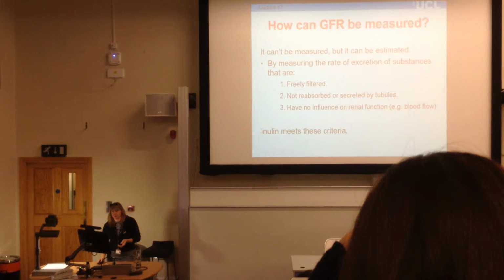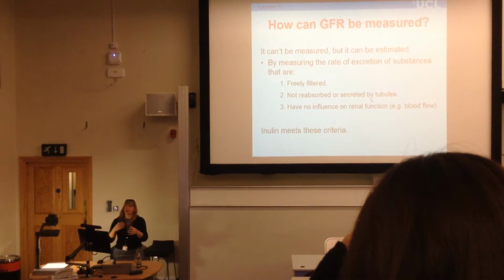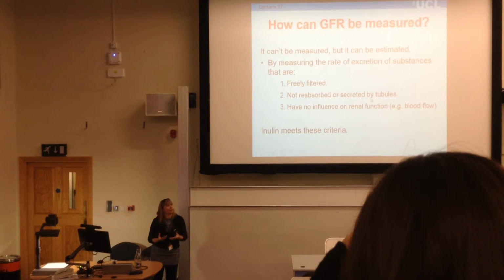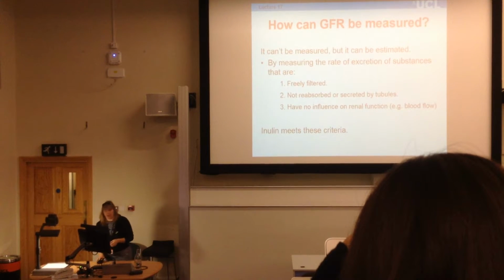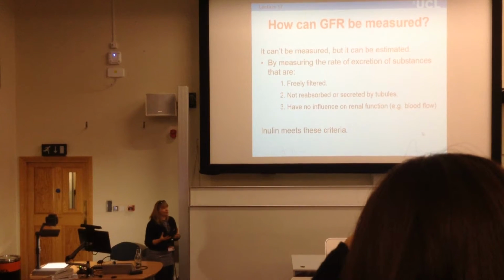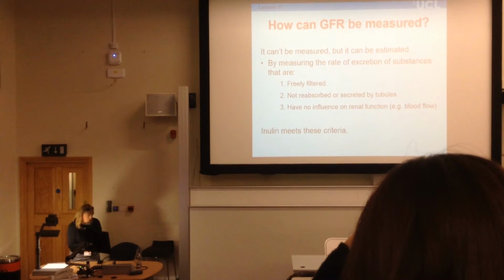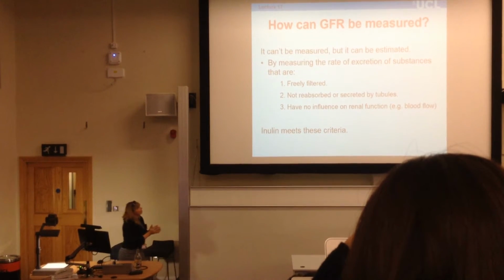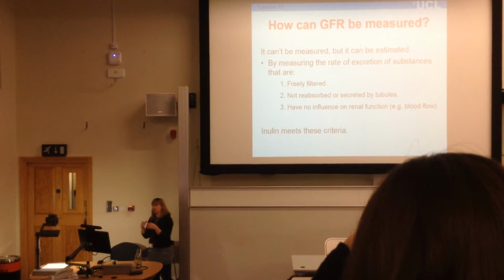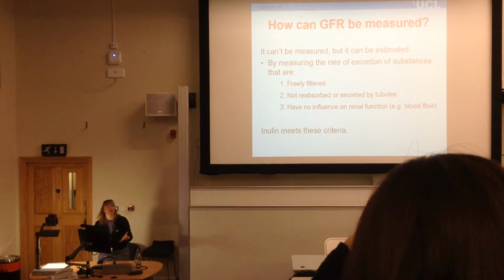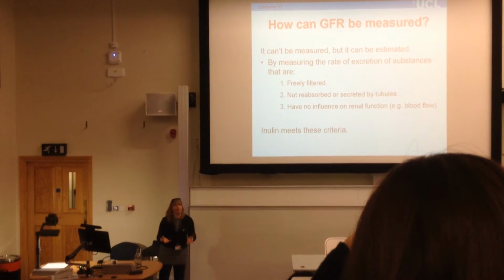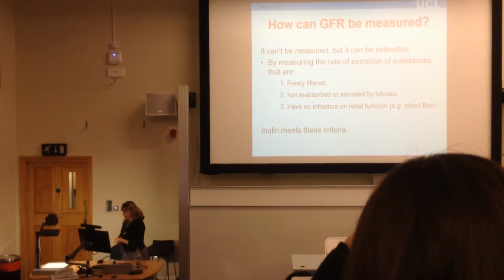We want something that's not reabsorbed or secreted, that the kidney function isn't going to alter how it's handled. And we want it to have no influence on renal function, such as blood flow. So it's not so easy to find elements that match those criteria. But inulin is. And inulin is a plant polysaccharide, so it's a plant sugar, so it's not naturally occurring in the human body. You have to infuse it in as a steady state into an individual. And it fulfills all of these elements.